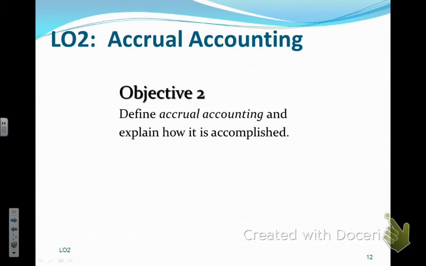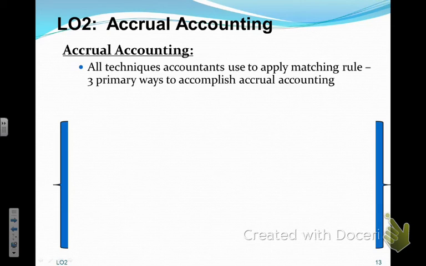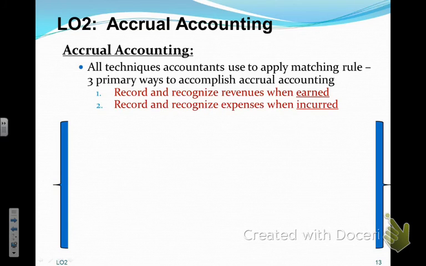Now we're going to move on to Objective 2, defining accrual accounting and how it is accomplished. Accrual accounting attempts to record the financial effects on an enterprise of transactions and other events and circumstances relating to that business in the period in which those transactions, events, or circumstances occur, rather than only in the periods in which the cash is received or paid by the business. So accrual accounting is basically an application of the matching rule.